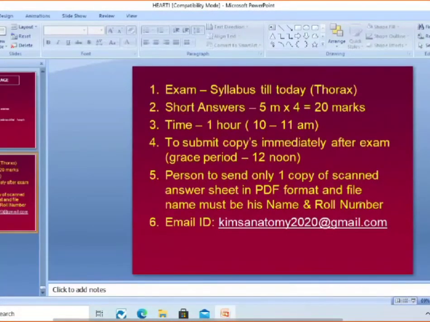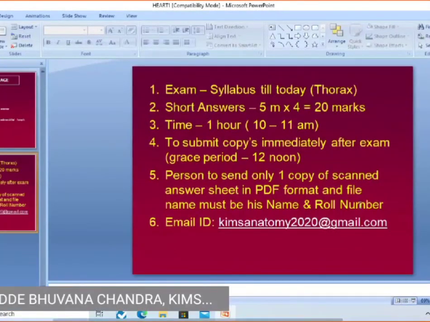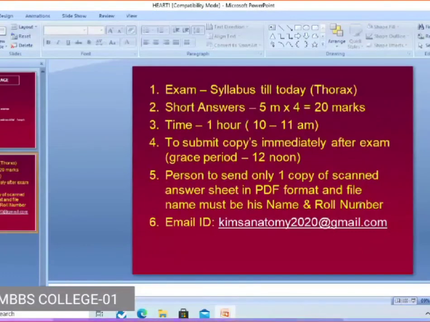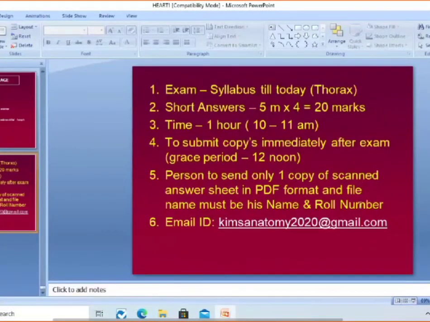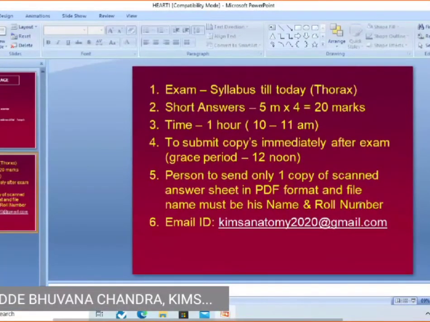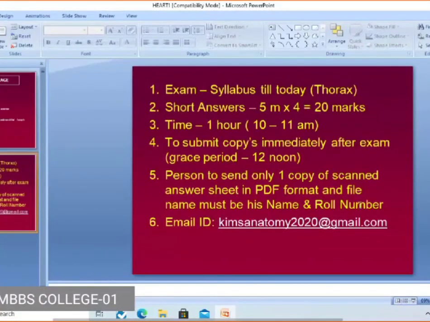Sir, date of exam, sir. Date is tomorrow, Saturday. What is the date today? Yes, 23rd, sir. Tomorrow, 24th. 24th, 10 to 11. All of you have got my point? Yes, sir. Who is the CR? Sir, Divya, sir. Bhavana Chandra. Yes, sir.